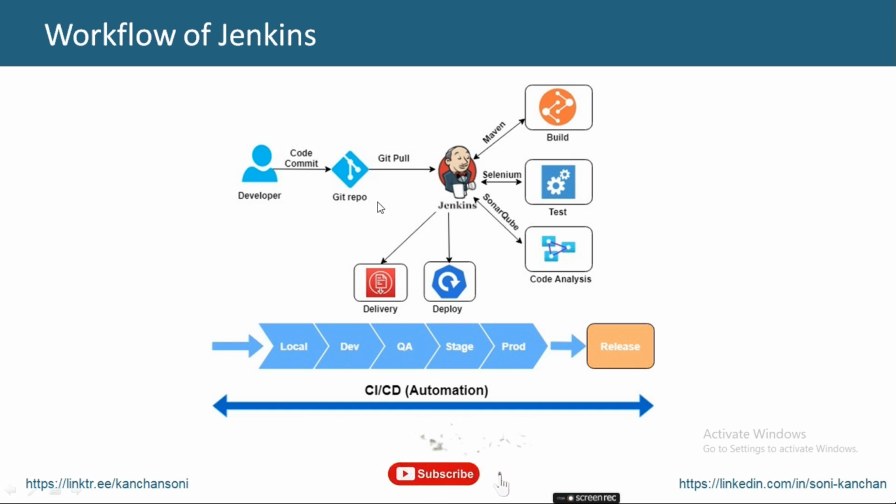Just like in the image, as soon as the developer pushes the code to the Git repo, Jenkins starts its work automatically. Jenkins pulls the code and stores it in the Jenkins workspace, and then Maven is automatically called by Jenkins and the build is started. Once the build is completed, Jenkins moves on to executing test cases. Then it moves to SonarQube for code analysis and code quality check. Then it moves for deployment or delivery of artifacts. This is how Jenkins works.